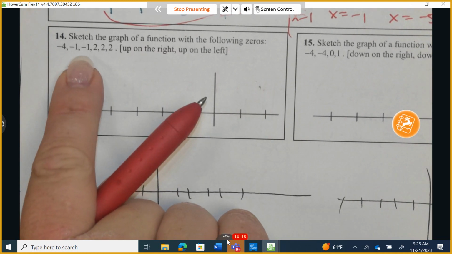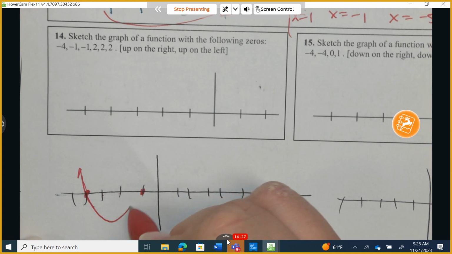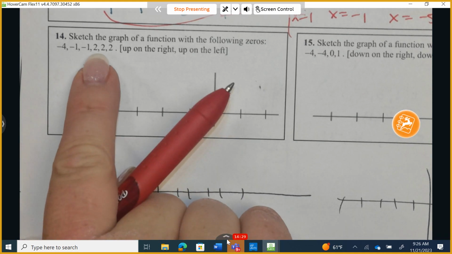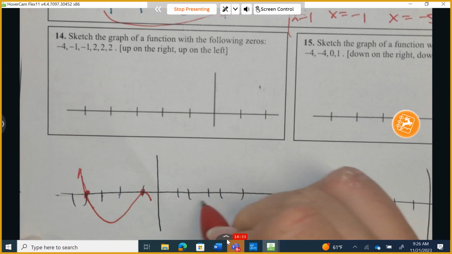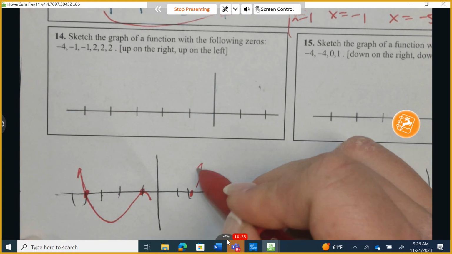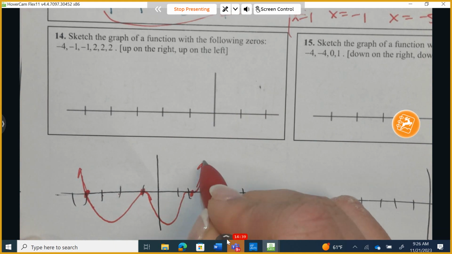Okay, at -1, it's listed twice. What does a multiplicity of 2 look like, guys? It is going to bounce off. So it comes, it bounces off. Multiplicity, it's listed 3 times. So a multiplicity of 3 at +2 is going to snake through. So it comes up, then it's parallel, and then keeps going up.